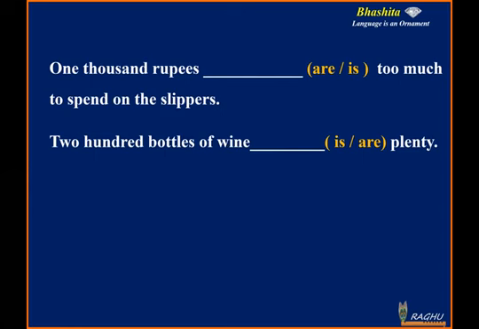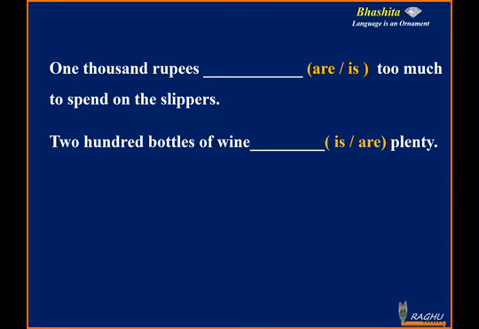See, I have already given two sentences on the screen. What are the two sentences I have given, students? 1,000 rupees, options are 'are' and 'is', too much to spend on the slippers. The second sentence is 200 bottles of wine, dash, 'is' or 'are', plenty. So for the given two sentences, tell me the right option. Can anyone guess what is the right option?